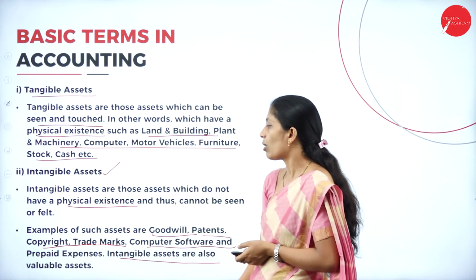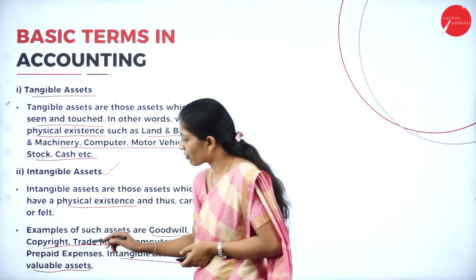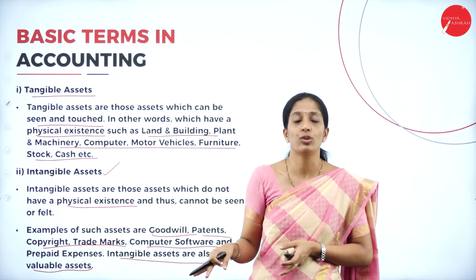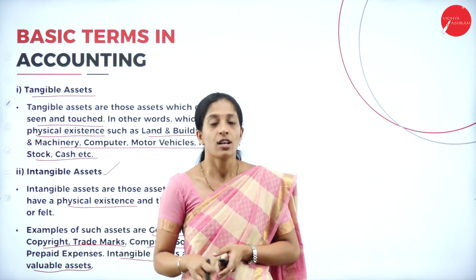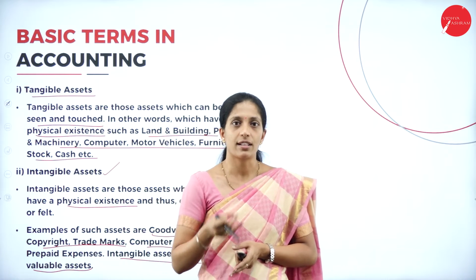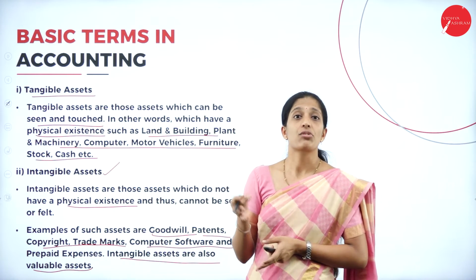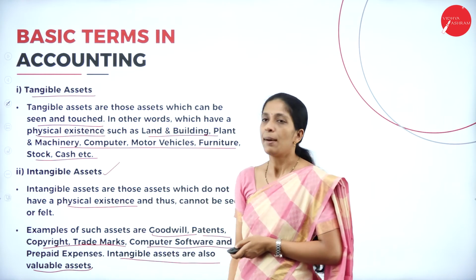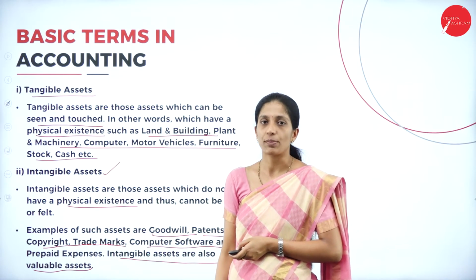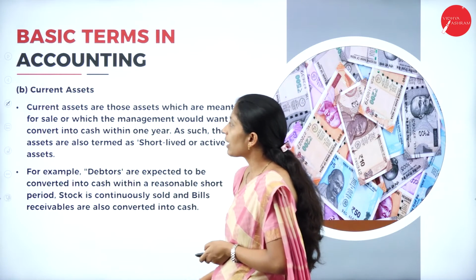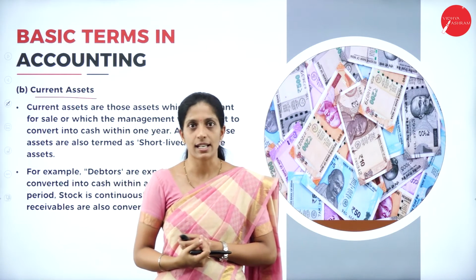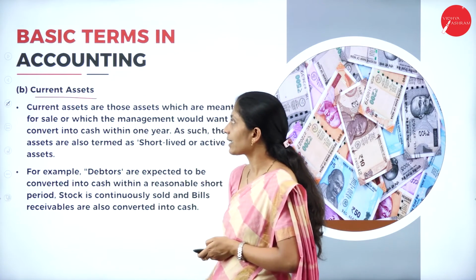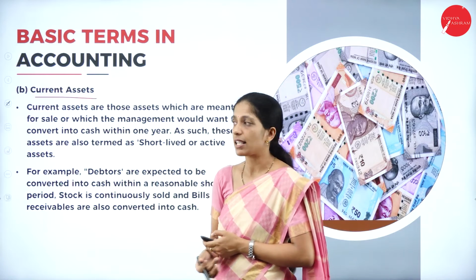Intangible assets are also valuable assets. Of course, these assets will have value, but we cannot see or touch them. They can only be felt, like goodwill, patents, trademarks. These are the best examples for intangible assets. Now coming to the second type, so we have learnt about non-current assets. Now we have current assets here.